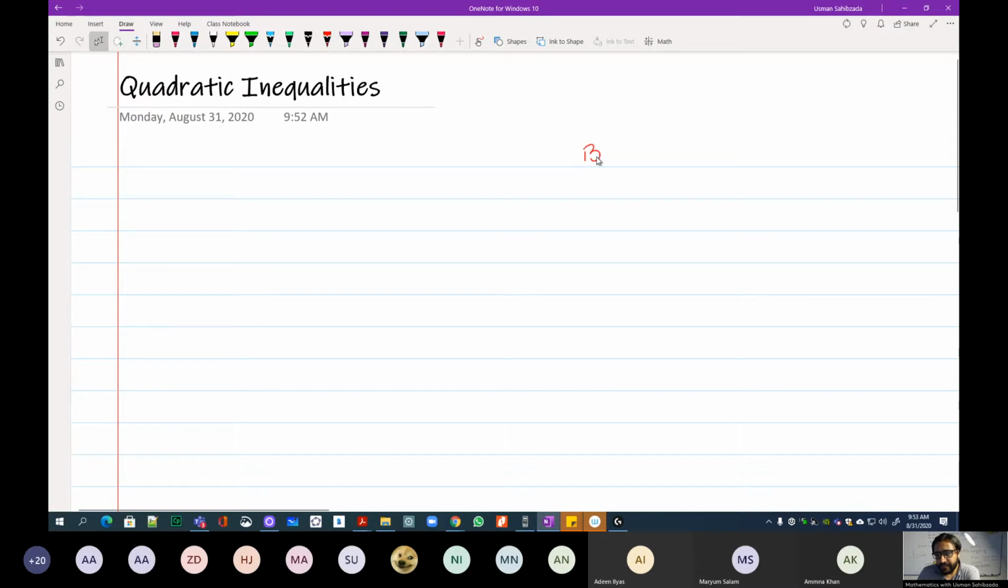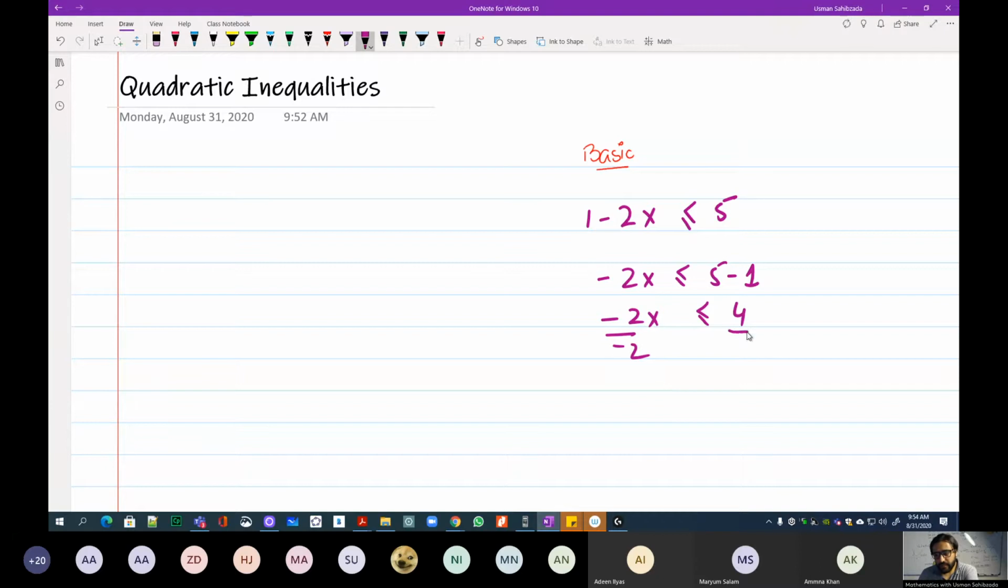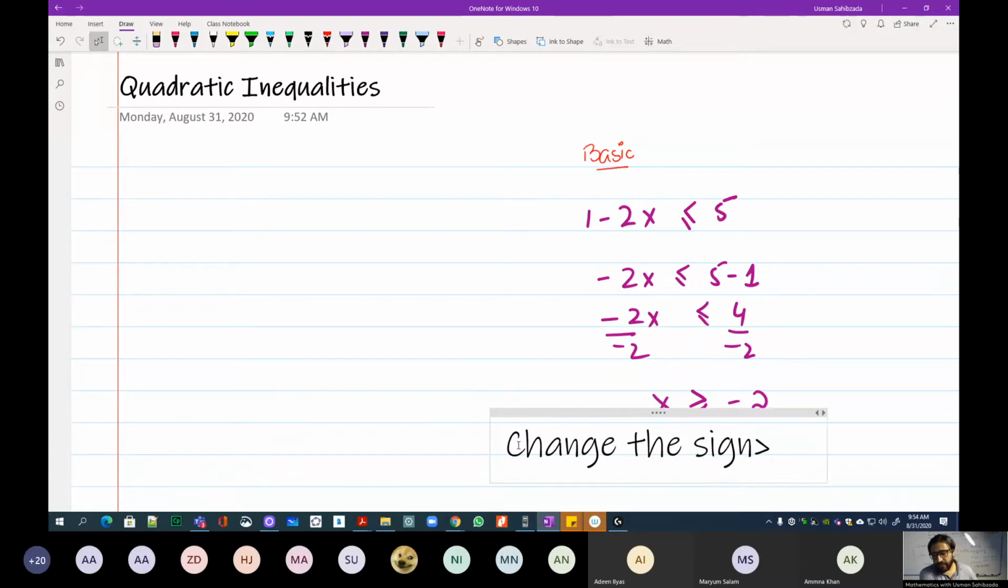So in basic inequality, if you had 1 minus 2x less than 5, you would say the 1 goes on that side and it subtracts from 5, and you have something which is equal to 4. You divide this by minus 2 and you flip the inequality sign. This was a key element. You change the direction of the inequality sign. Why did you change the inequality sign?